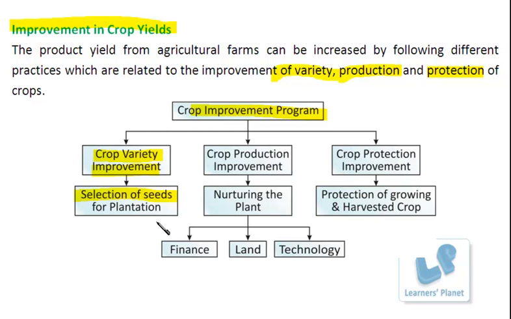So at this point, initially there is the selection of correct seeds, or the seeds having the desirable characters. Besides that, we can also follow another method by which the desirable traits could be introduced into the seeds, so that when they germinate, that particular character will be expressed in the plants. So selection and improvement is what is related to crop variety improvement. How this is done, we will discuss later.